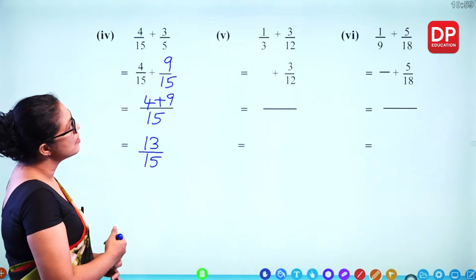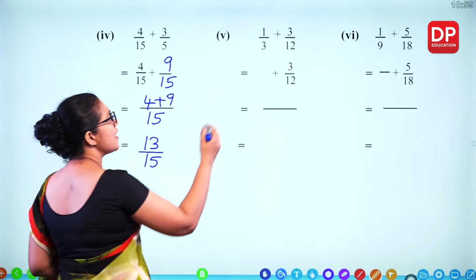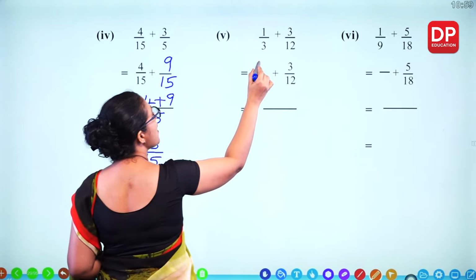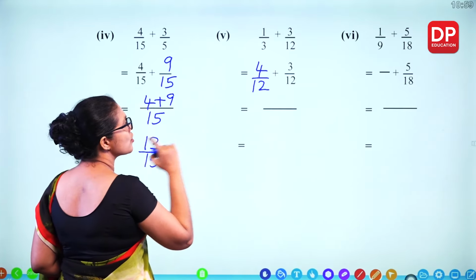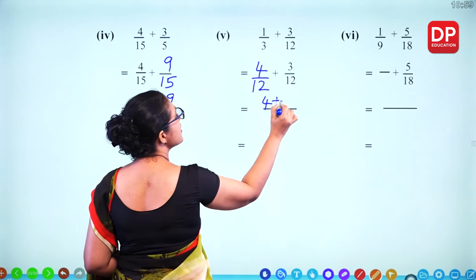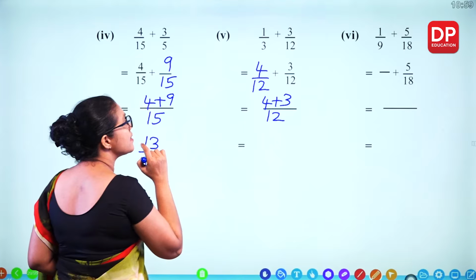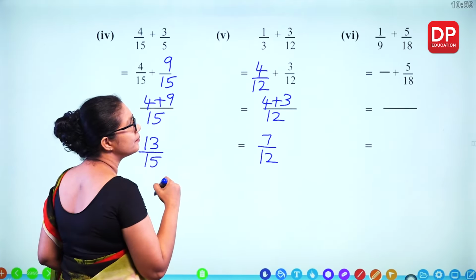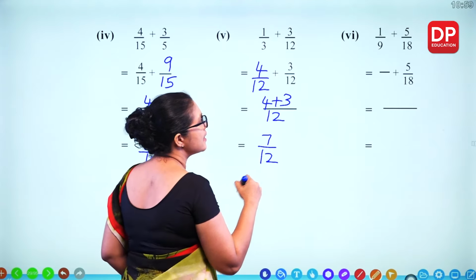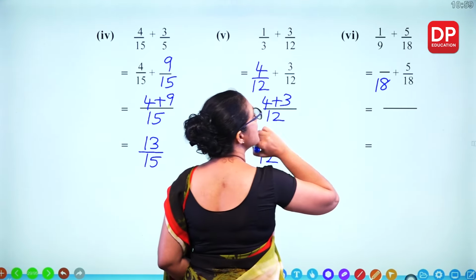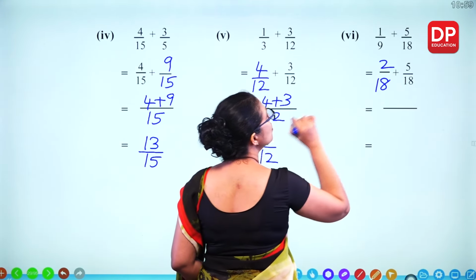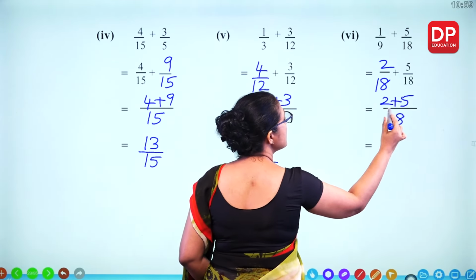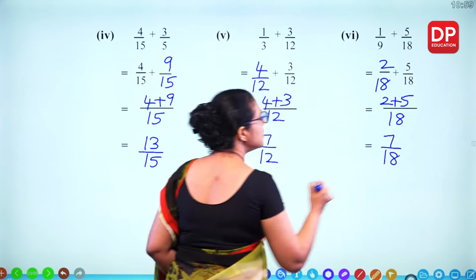This one, 12 is there. So 3 we can convert to 12. Multiply by 4. 4 times 1, 4. That's the equivalent fraction. Now you can add the numerators because the denominators are the same. 7 over 12. 9 and 18. We can convert to 18 here. Multiply by 2. So 2 plus 5 and here 18. So 7 over 18.